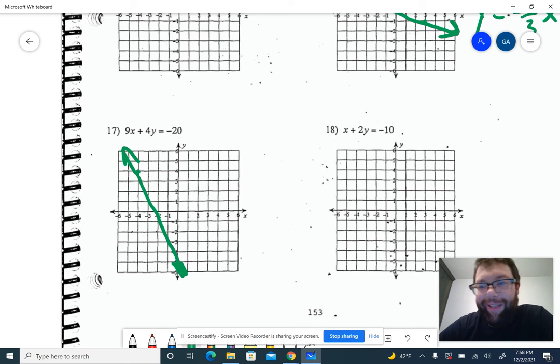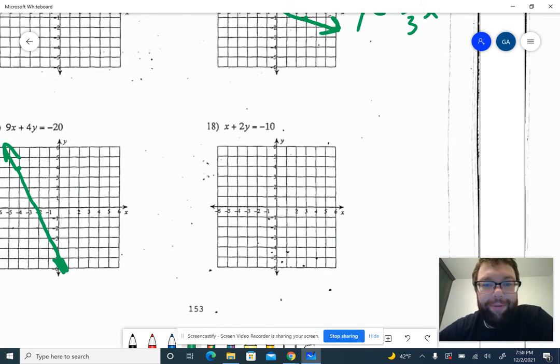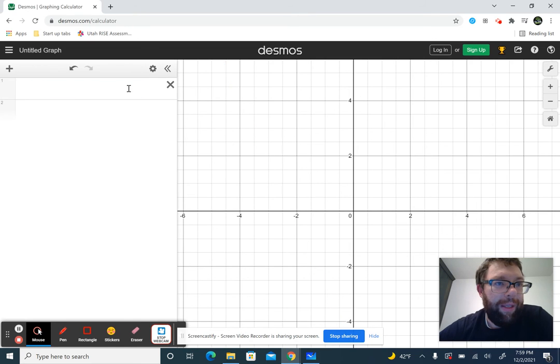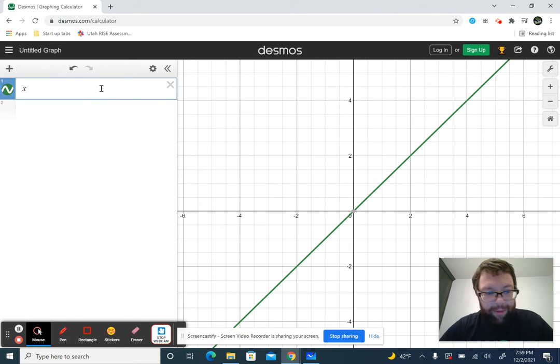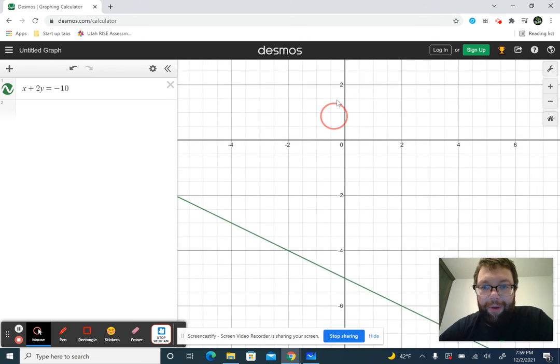Pretty tough, right? Let's try another example. Let's look at this one: x plus 2y equals -10. So we'll graph that. Okay, this one's down a little bit.